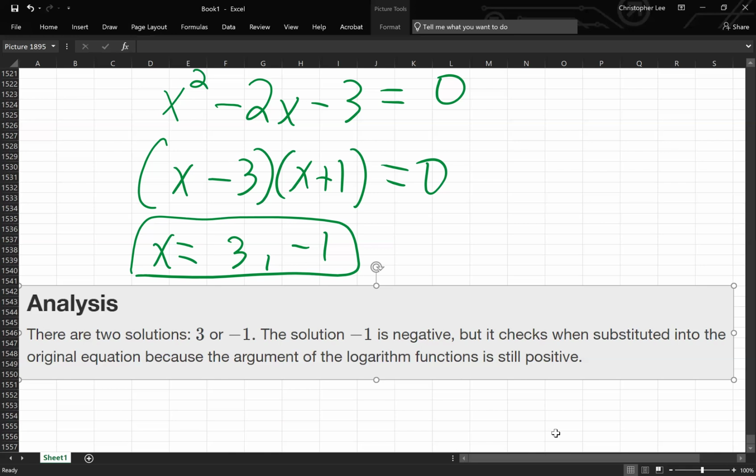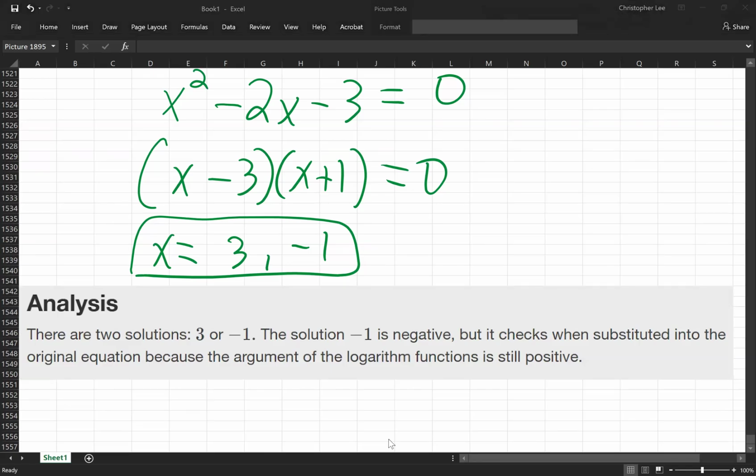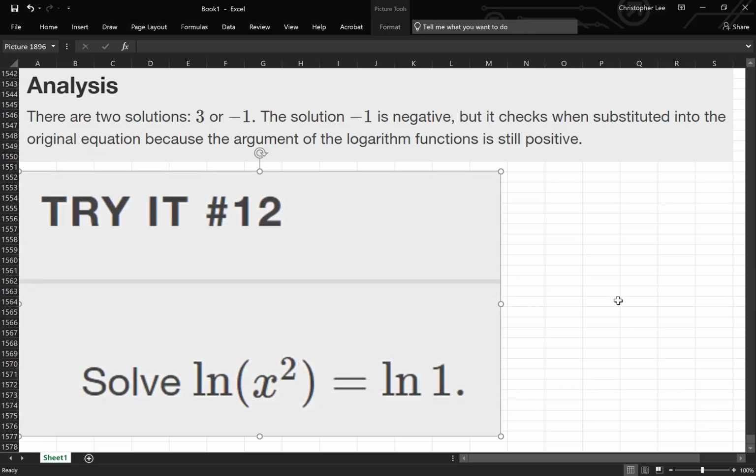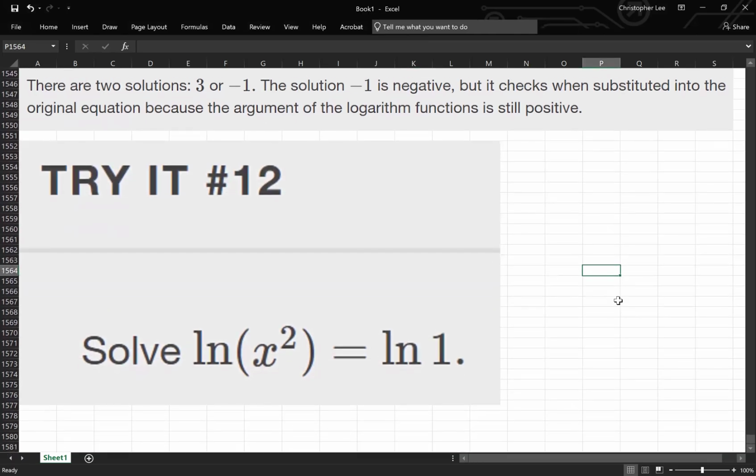When you plug it back in, it has to work. The inside has to be positive. And when you're on the test, you can actually plug it in and the calculator will return an error message if it doesn't work. It's another way to do it. Try this one. Even though I feel like you guys got it, just try this.